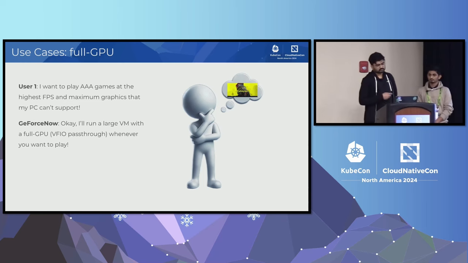Some of the use cases that we have are, let's say you're a user and you want to play games with the highest FPS possible, and you want the highest graphics that your games can support. The way we'd run it for you is we'd spin up a very large VM, give it a full GPU and do a pass-through of the GPU to your VM, and then we'd stream your game from our data center to your computer.